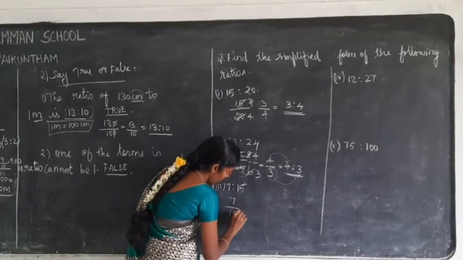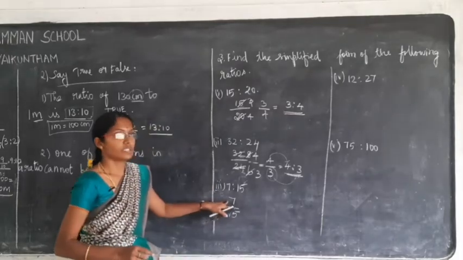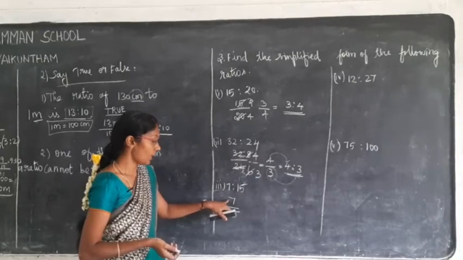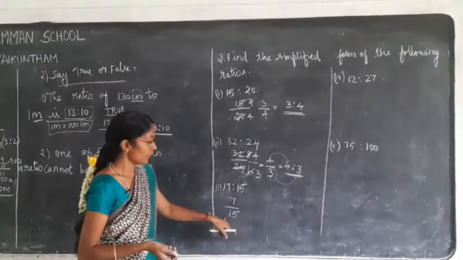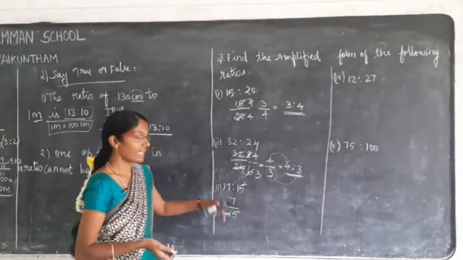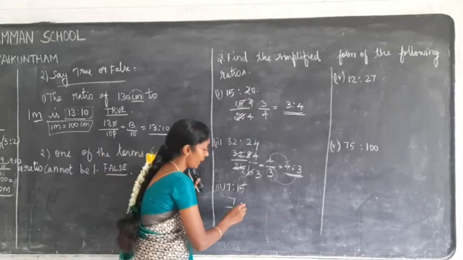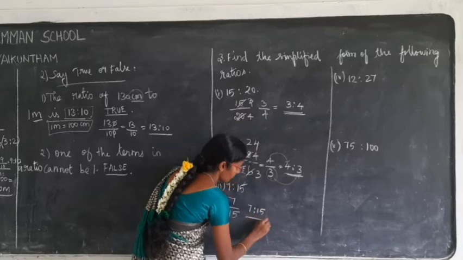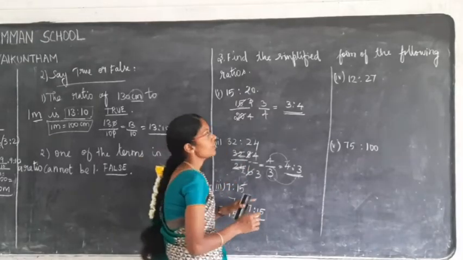Okay. So the second one, 7:15. 7 divided by 15. So 7 doesn't come under second table, third table, fourth table. It should come under seventh table. And 15 does not come under seventh table. So we cannot simplify further. So you can write as it is, 7:15. Clear?